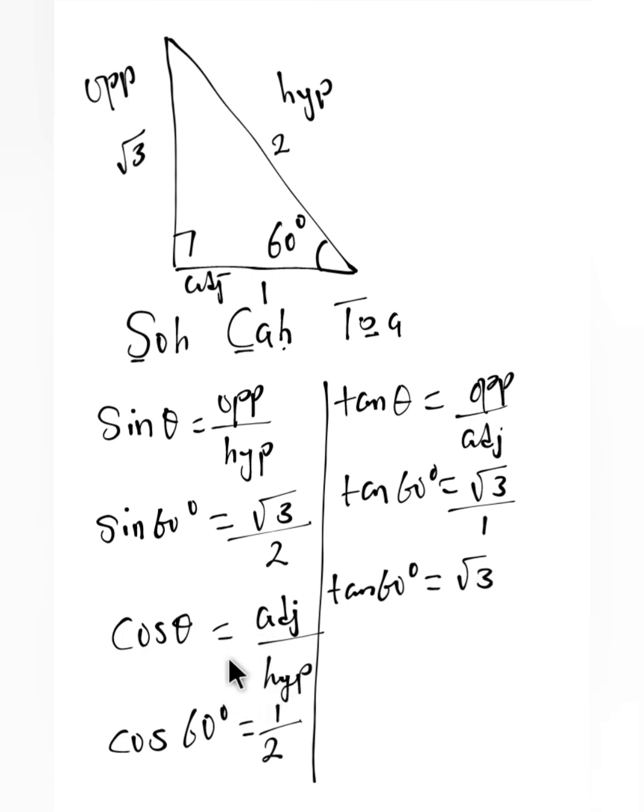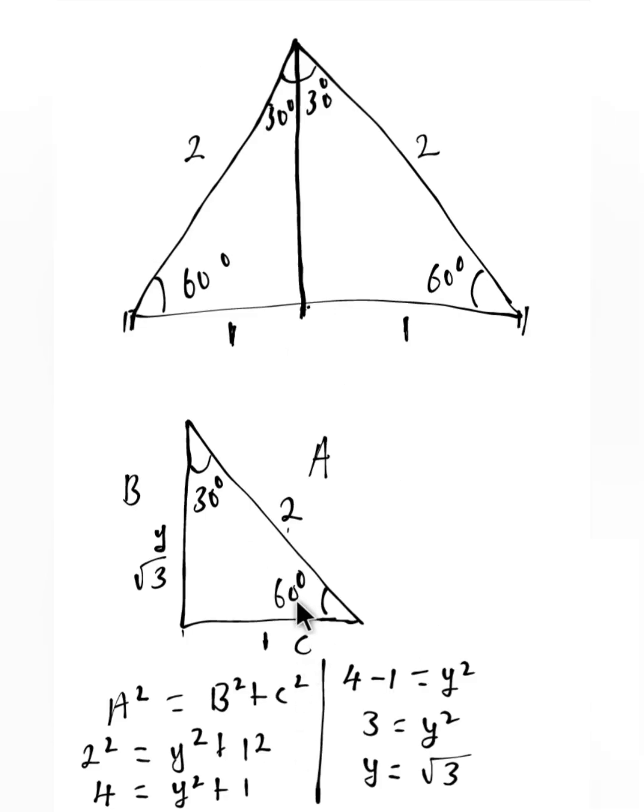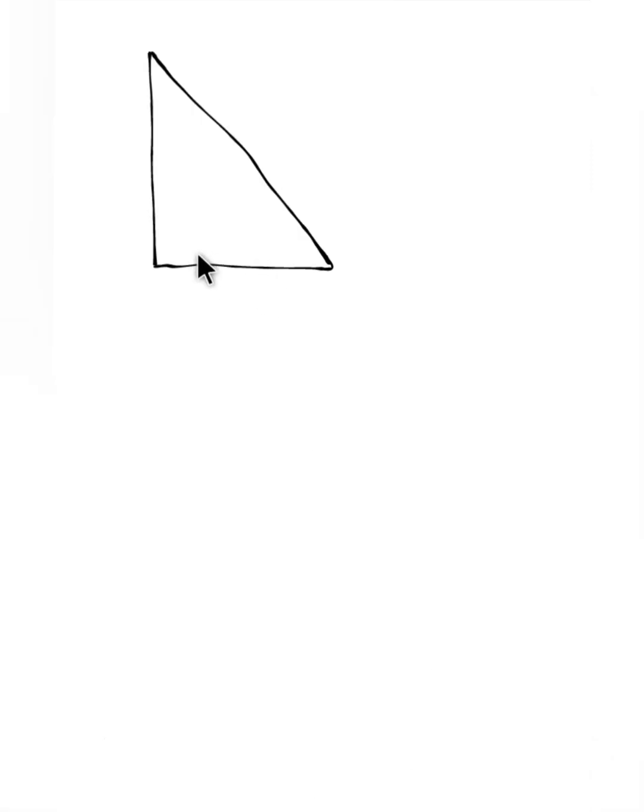And these are the special angles. Sin 60 degree is root 3 over 2, cos 60 degree is 1 over 2, and tan 60 degree is root 3. Now let's go back. We are done with 60 degree. We're going to draw the triangle again, and this time around we'll work with 30 degree. So this is the triangle. This is 30 degree. Here is 1, here's 2, and here's the square root of 3.